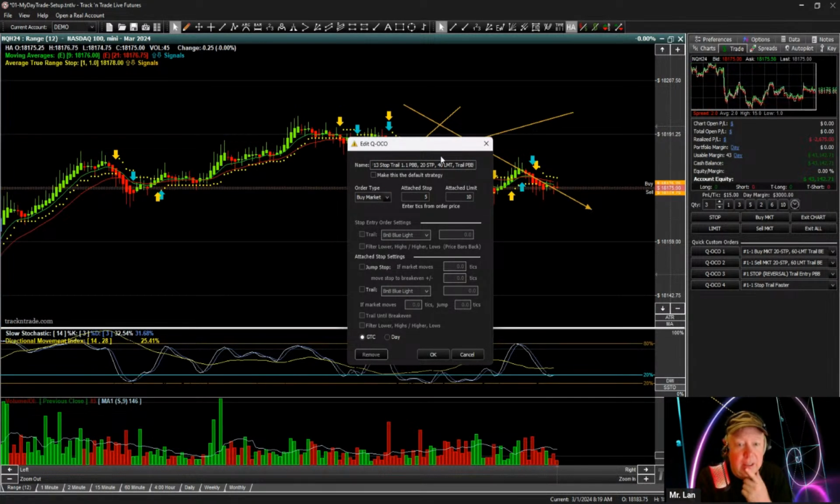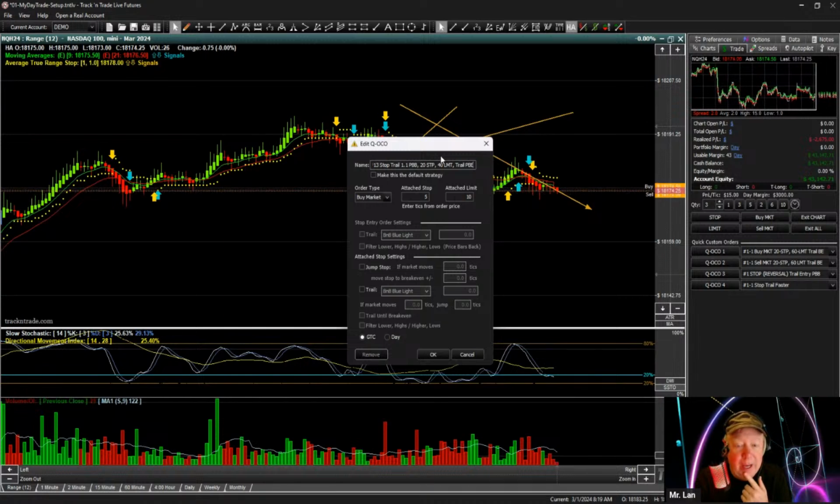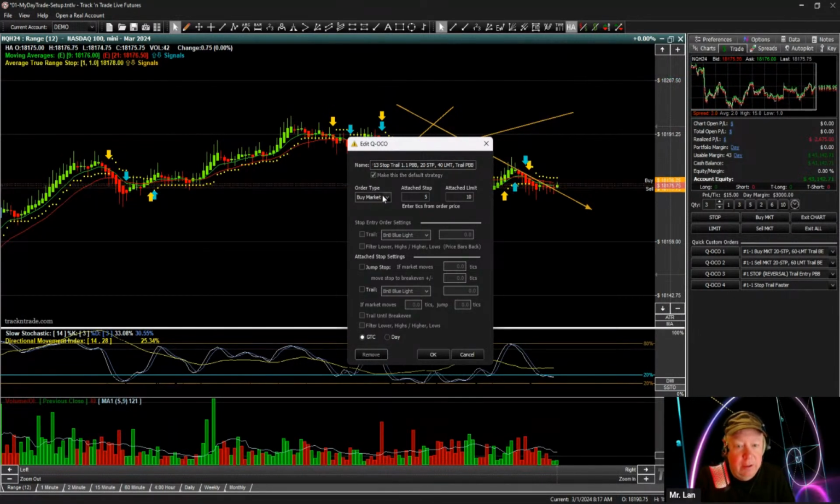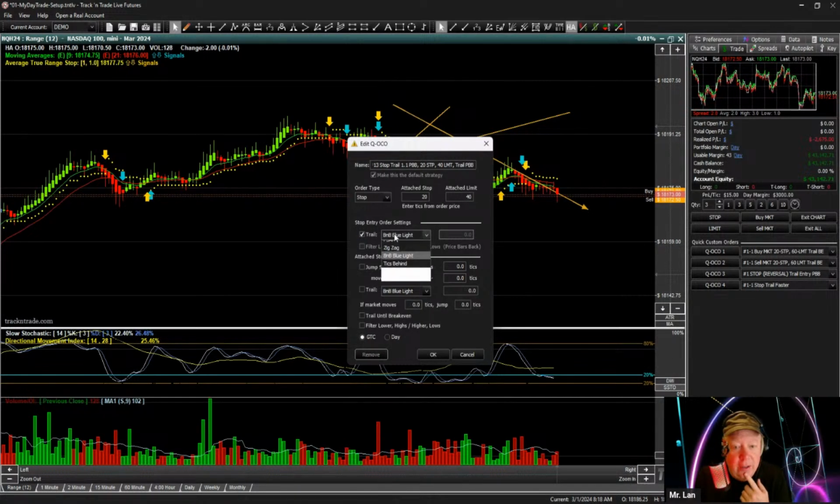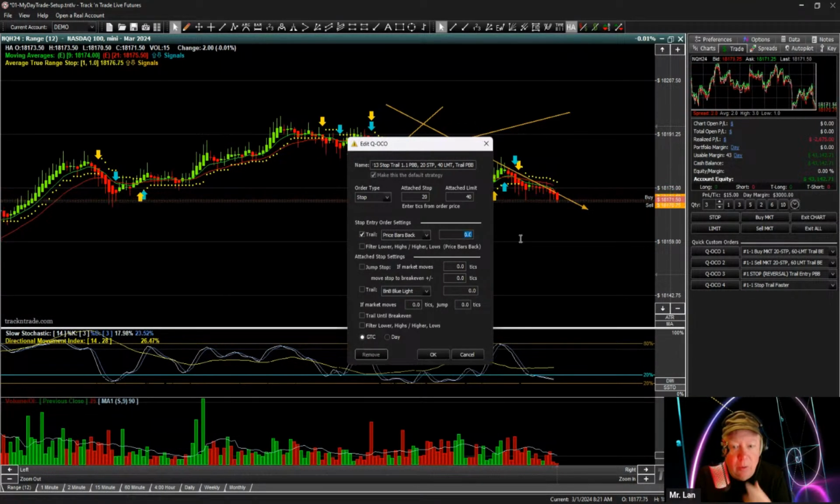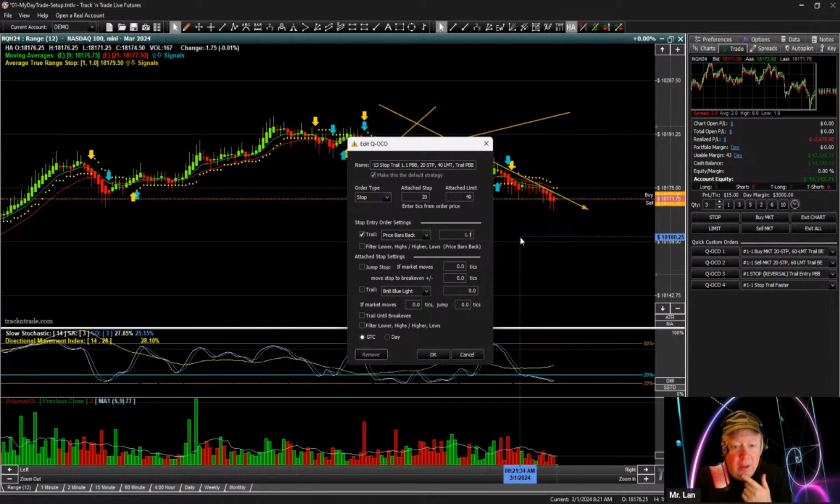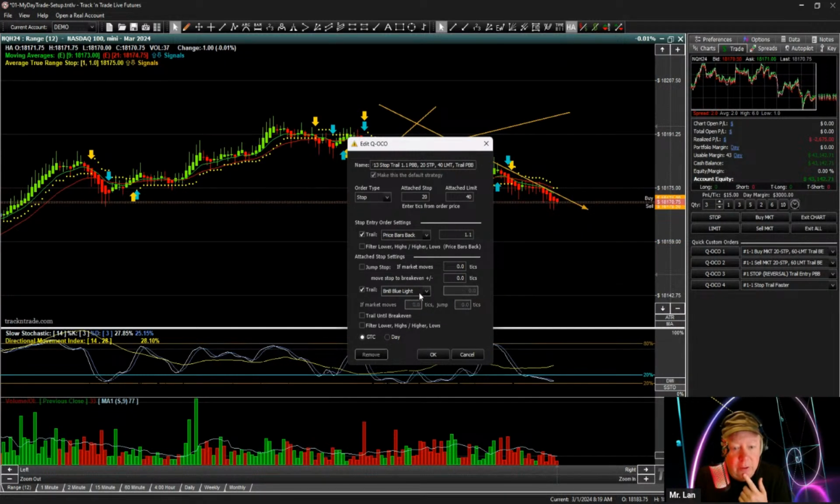Price bars back. Stop, trail, 1 price bar back. 20 stop, 40 limit. So we've got to make this our default. There's going to be a stop. We're going to stop at 20. We're going to do limit at 40. We're going to trail for entry, 1 price bar back, 1.1. And we're going to trail for exit.